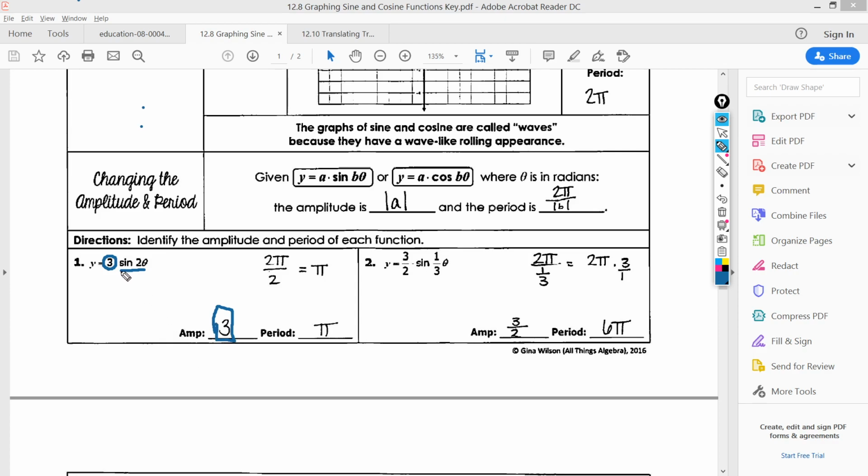And then compared to the midline, for sine of 2 theta, this 2 is making us cycle through twice as fast. We normally cycle every 2 pi, but we're going twice as fast, so we divide by 2, and that means it only takes pi to go through once. So that's why our period is pi. Okay, so I think that's a pretty simple example.